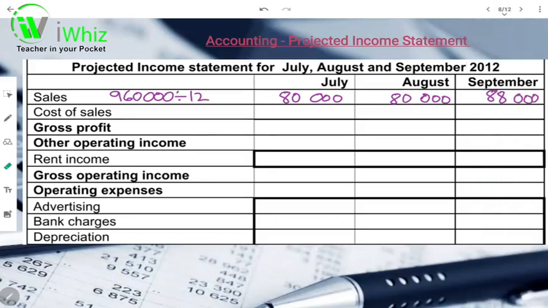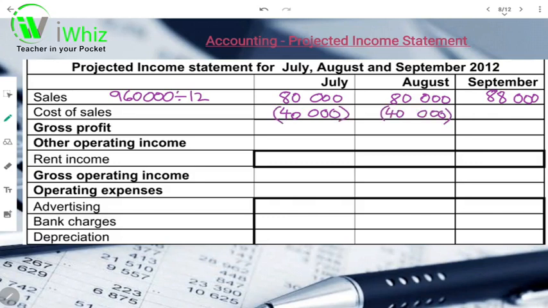Your markup is going to be 50%. 50% means it's half of your sales amount. So what's half of 80,000? Take your calculators. 80,000 divided by 2. It should give you an amount of 40,000 rand.